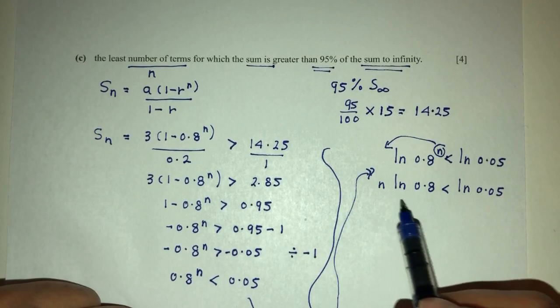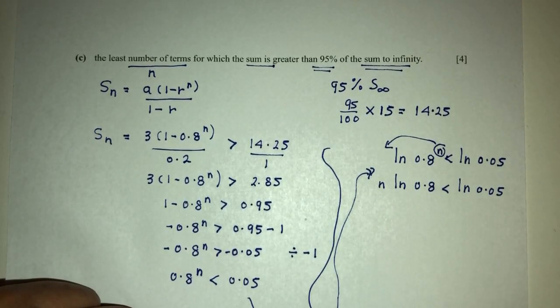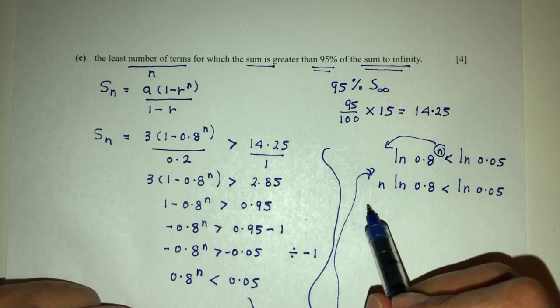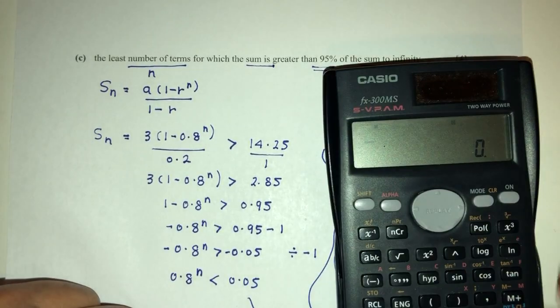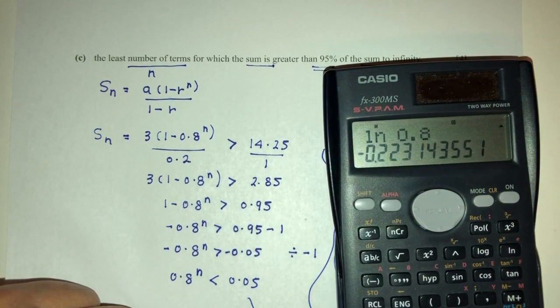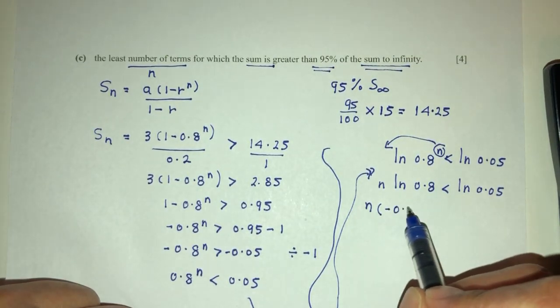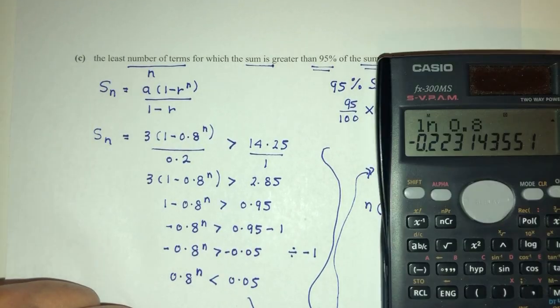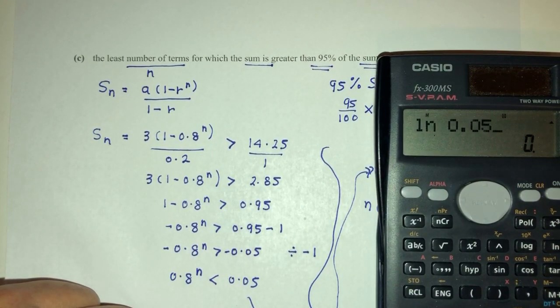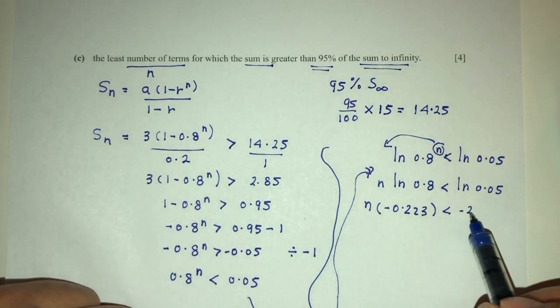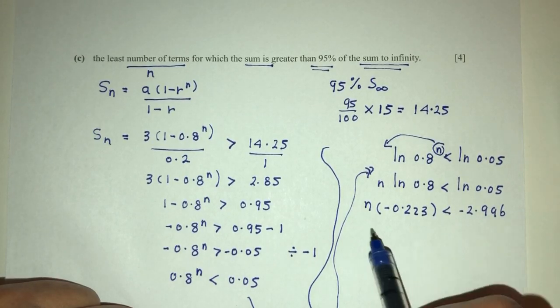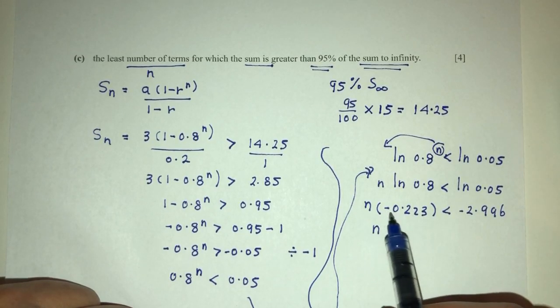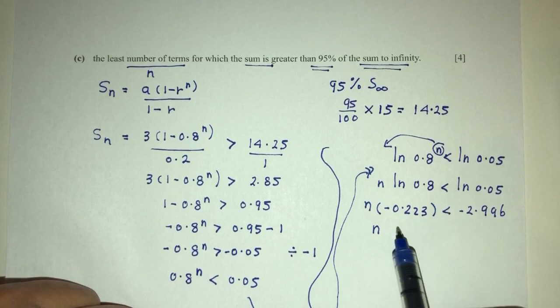Now when you work with logarithms, what I advise is, because the value can be negative, let's first write down the decimal values. We have n here. What is ln of 0.8? That will be minus 0.223. What is ln of 0.05? That will be minus 2.996. So n will be, when you divide by something negative, the sign will change.